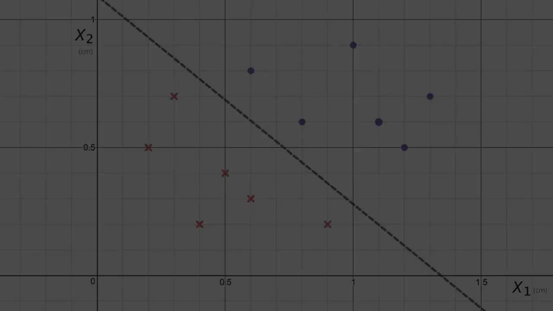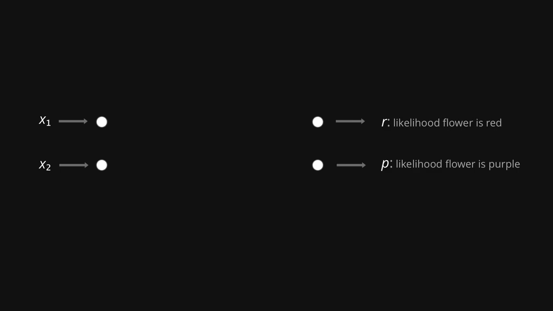So let's start designing a simple network. It will have two input neurons for the two attributes, and then two output neurons to output the likelihood of the flower being red or purple respectively. We can then connect the first output neuron to the two input neurons, and the strength or weight of these connections will be the values W1 and W2.